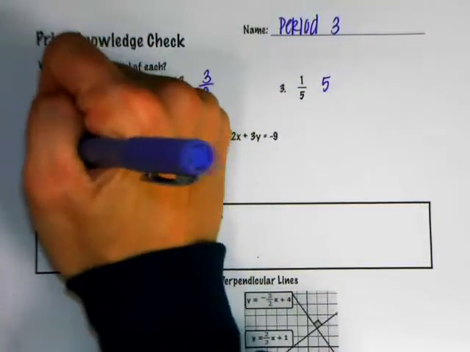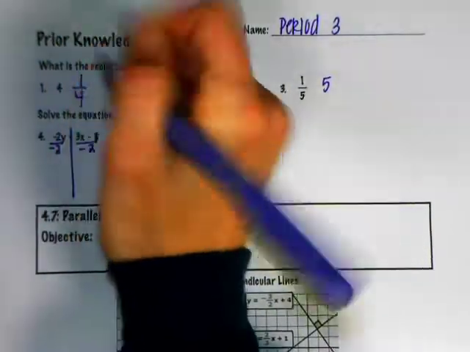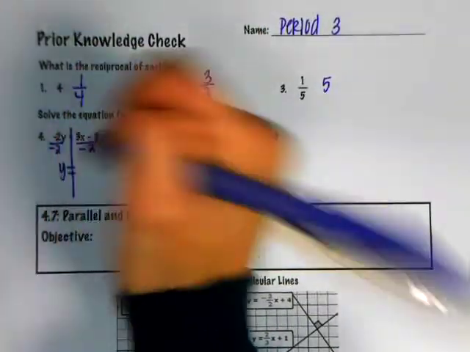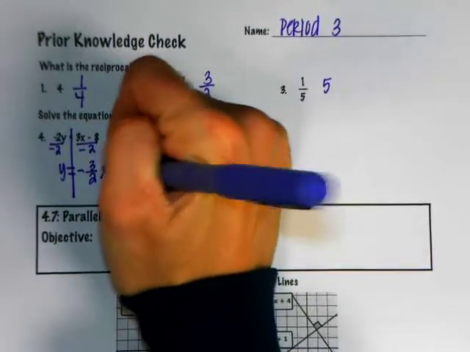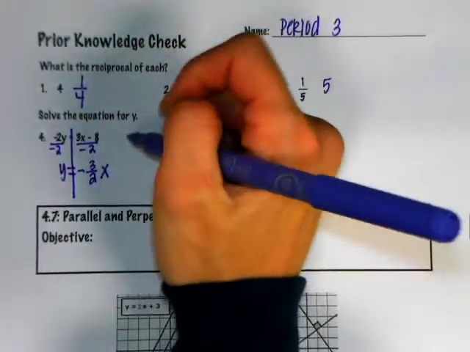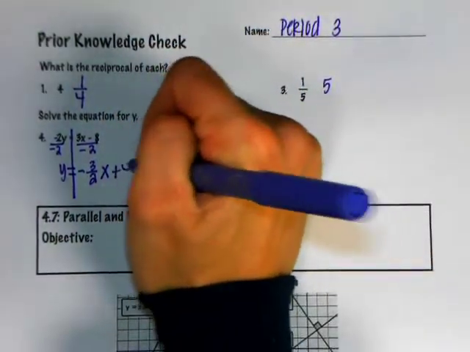Yep, divide by -2 to everything. So you get y equals 3 over -2. We're just going to keep it as -3 over 2 x. What's -8 over -2? Yep, plus 4.